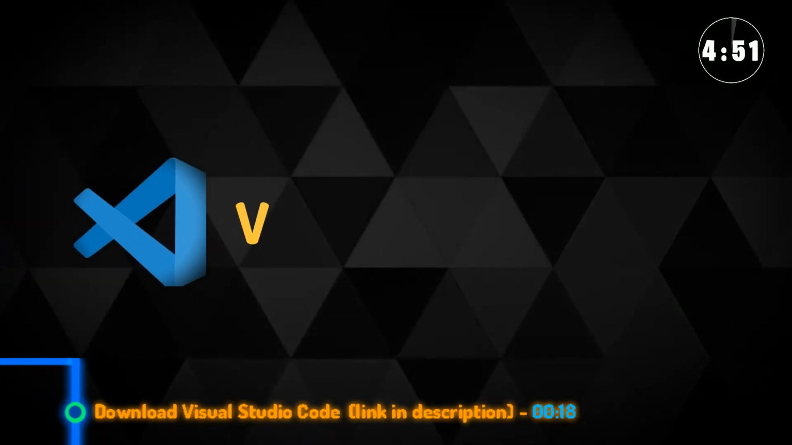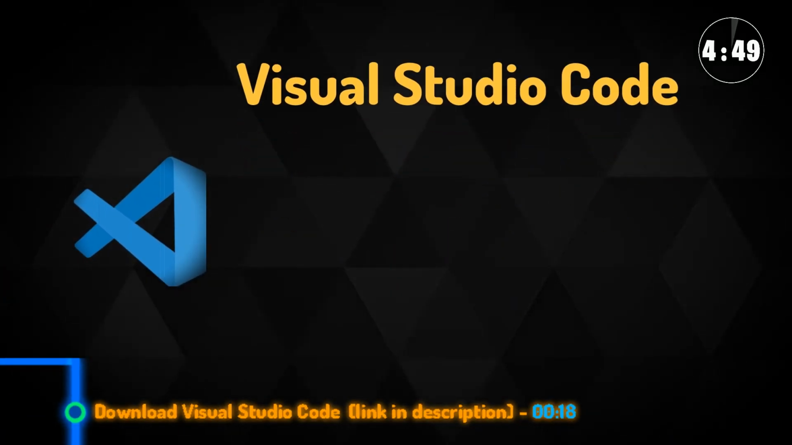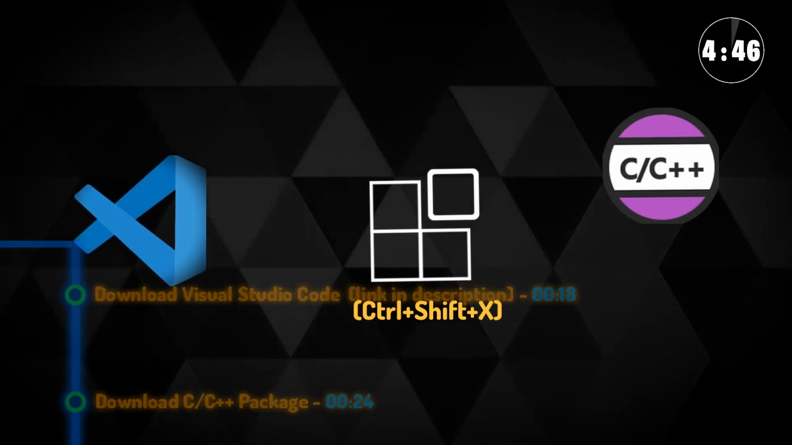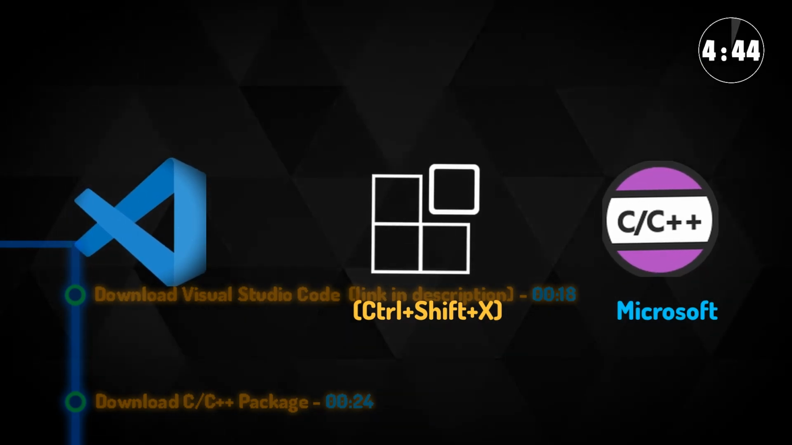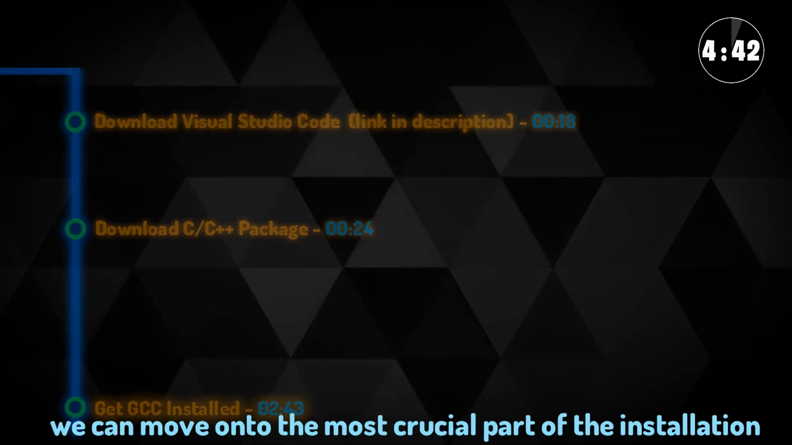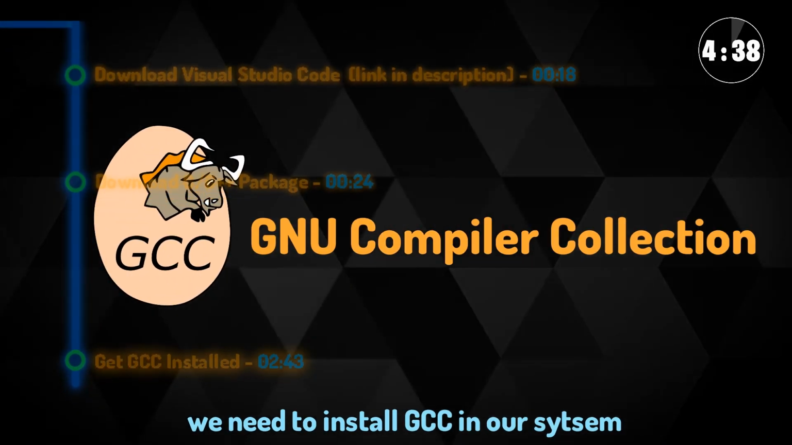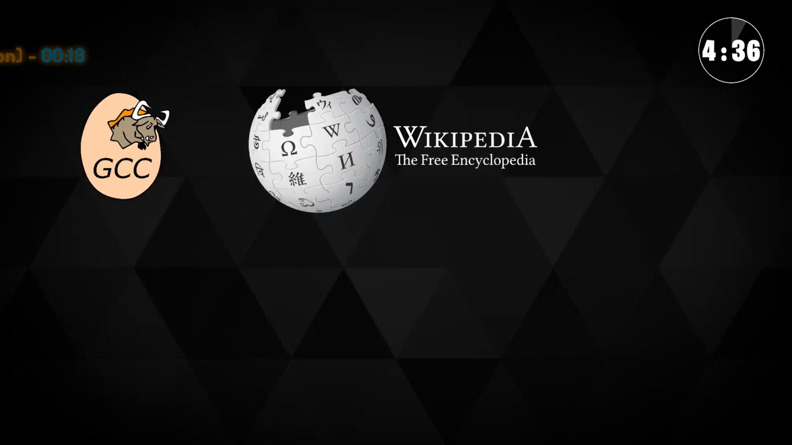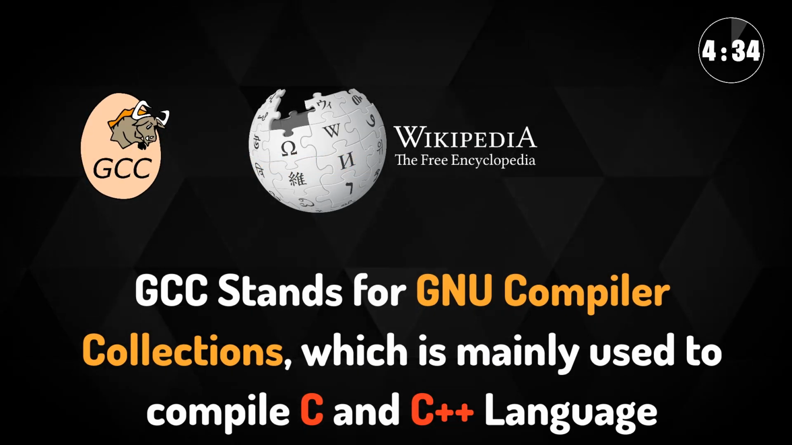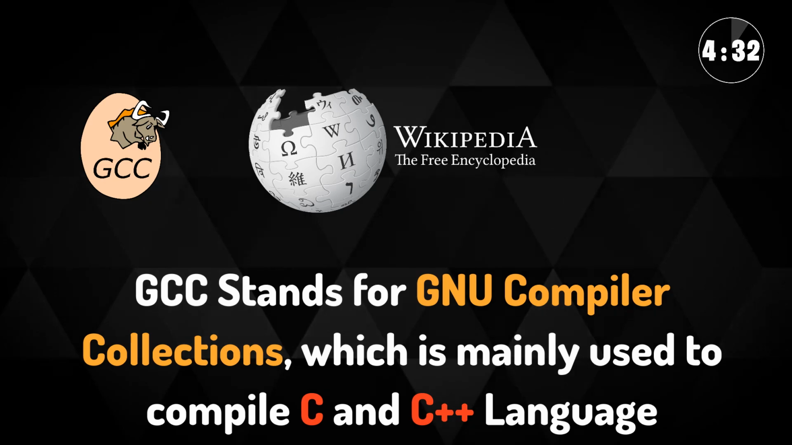Now, if you already have Visual Studio Code, it's time for step 2. Get to the extensions panel and download C extension by Microsoft. After that's done, we can move on to the most crucial part of the installation. We need to install GCC in the system. GCC stands for GNU Compiler Collection, which is used to compile mainly C and C++ language.